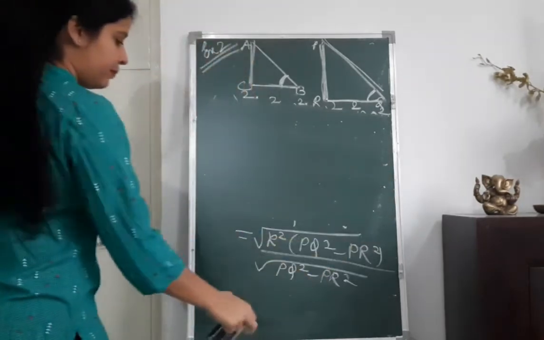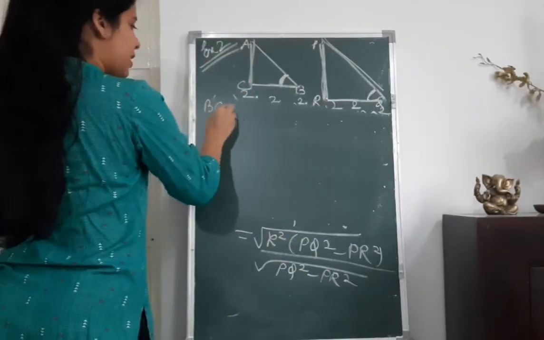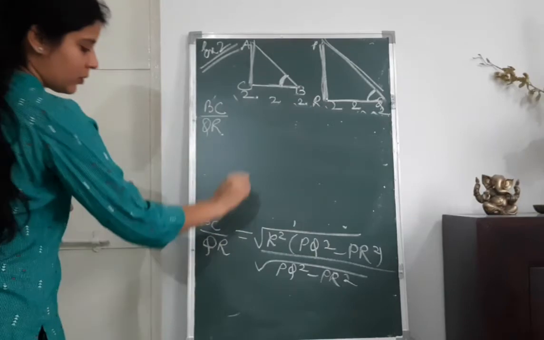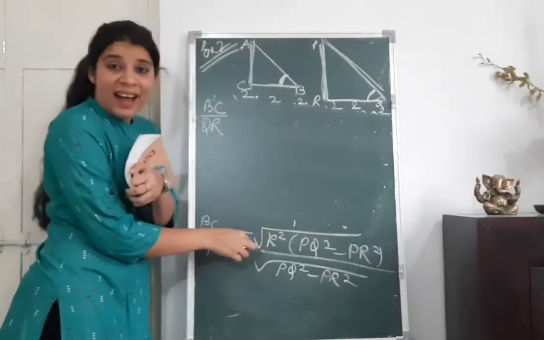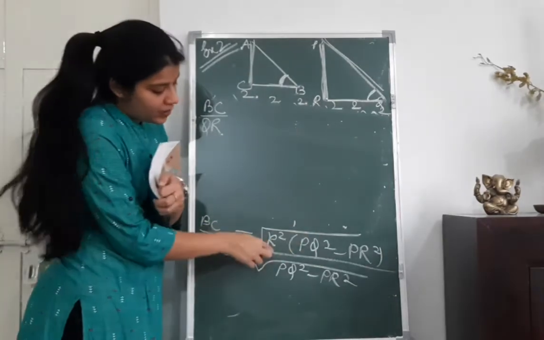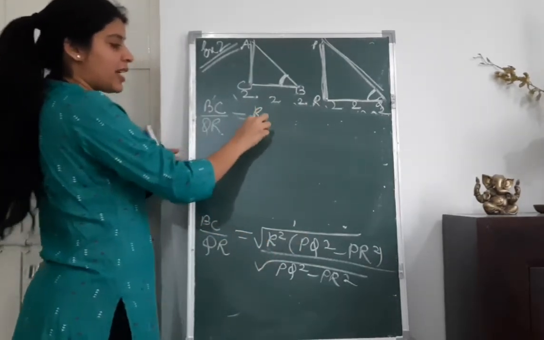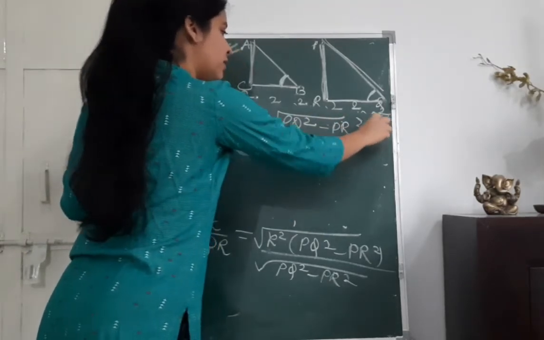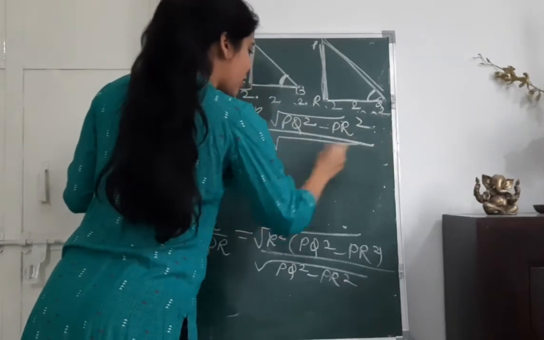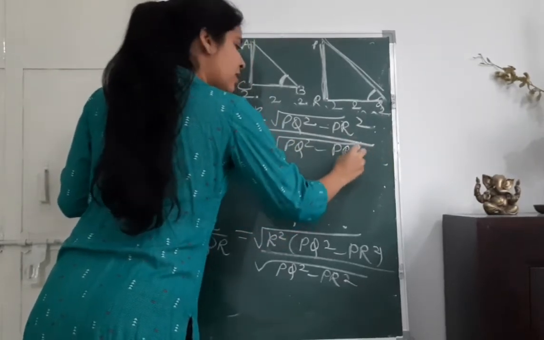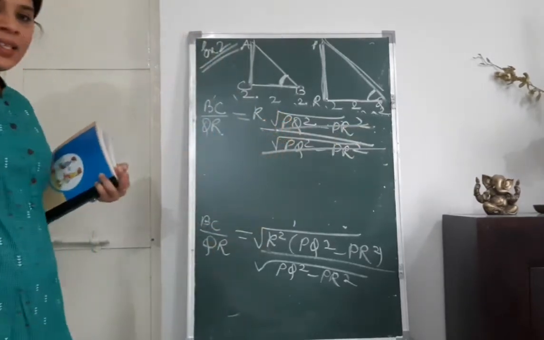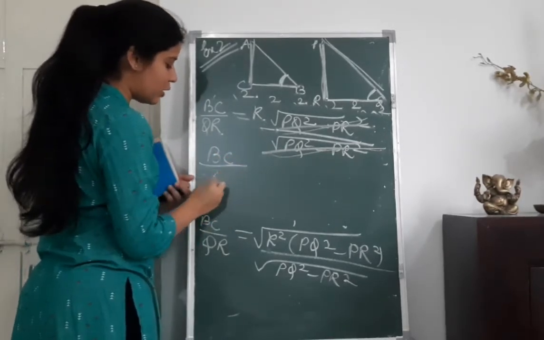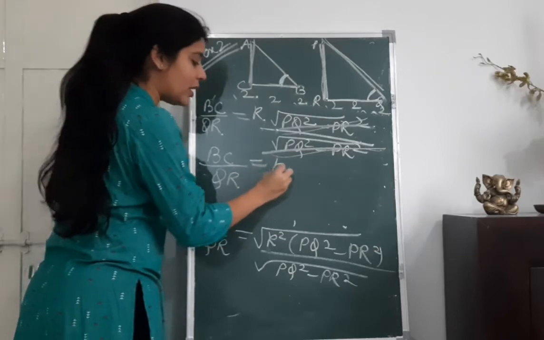Let's solve it further, where BC upon QR. This is equals to BC upon QR. Can I take this K square out? Okay, because this is under root, this is K square. So if I take this out, it will become K under root of PQ square minus PR square upon under root of PQ square minus PR square. Can I deduct this? Yes, I can deduct this from numerator and denominator. So this is how I have reached the conclusion that BC upon QR is also equal to K.